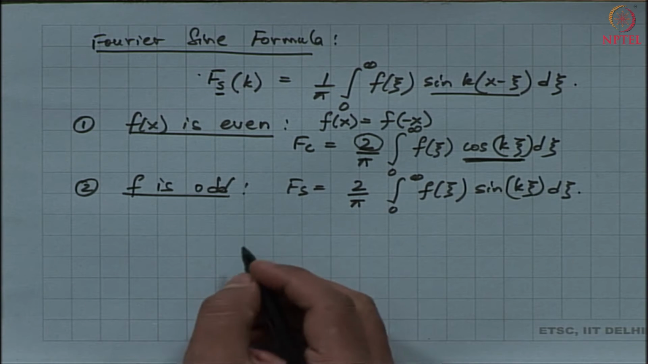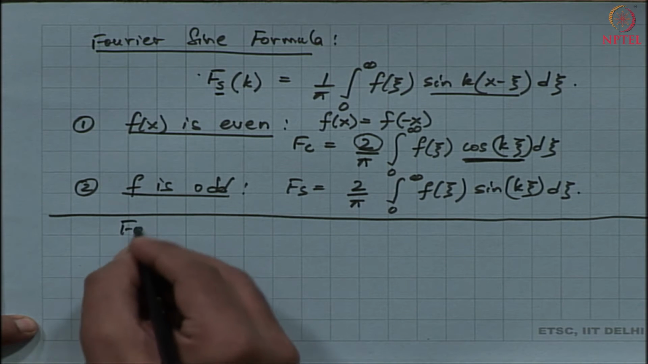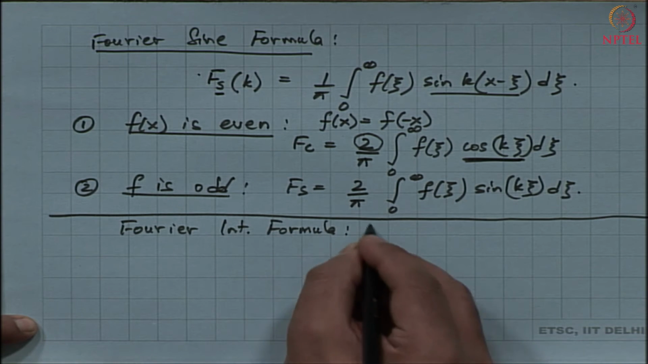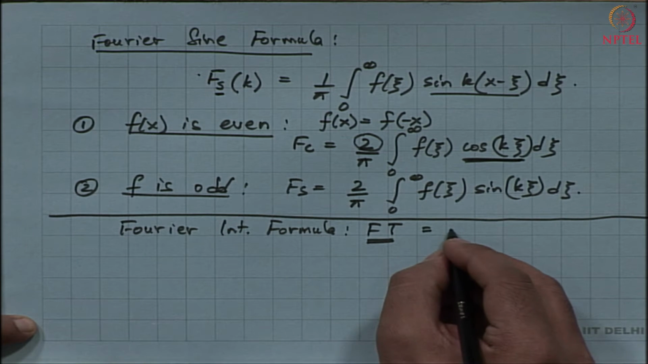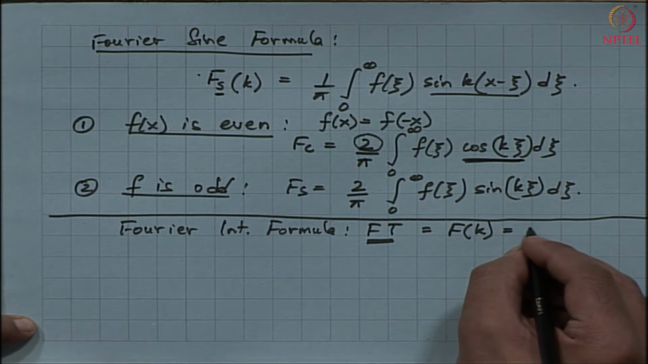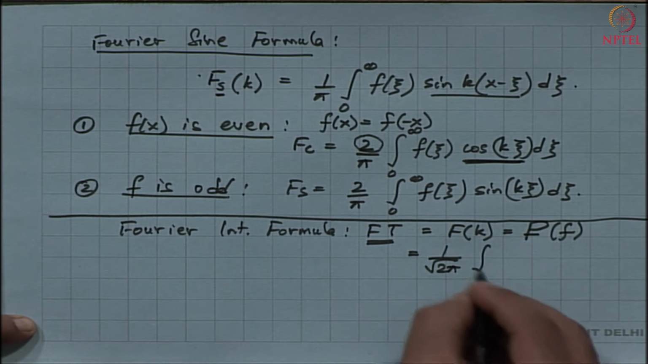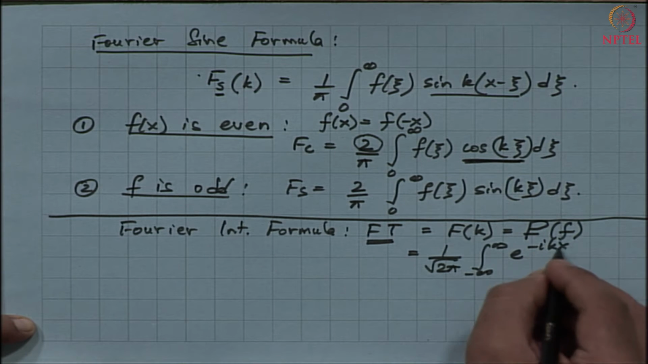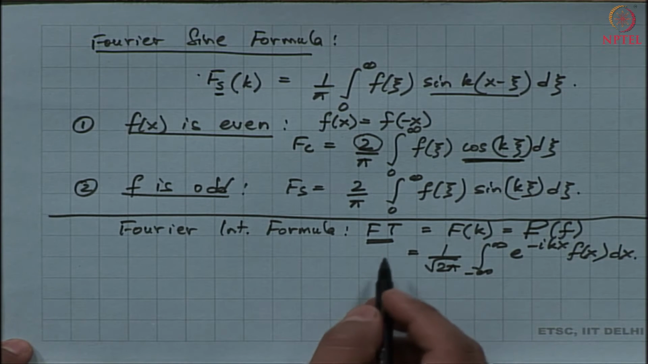So, let us now recap a little bit. I have introduced the Fourier integral formula. I also call it the Fourier transform, denoted by f hat, which for short notation is given by f of k, or this is also called the curly F of our argument function f, and the formula is 1 by square root 2 pi integral from minus infinity to infinity e to the power negative i k x f of x dx. Okay. And then of course, we have Fourier cosine formulas, Fourier sine formulas.